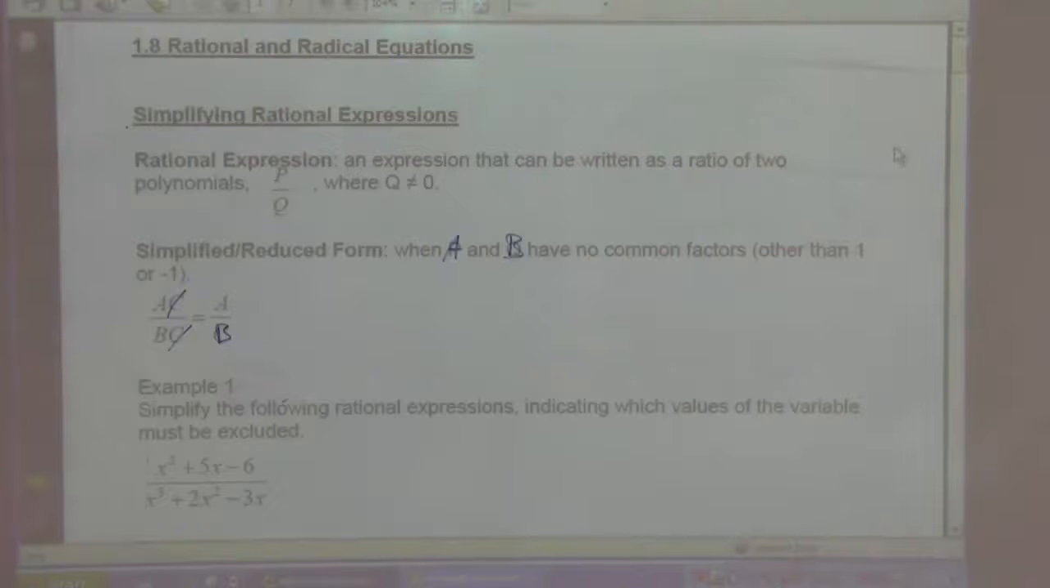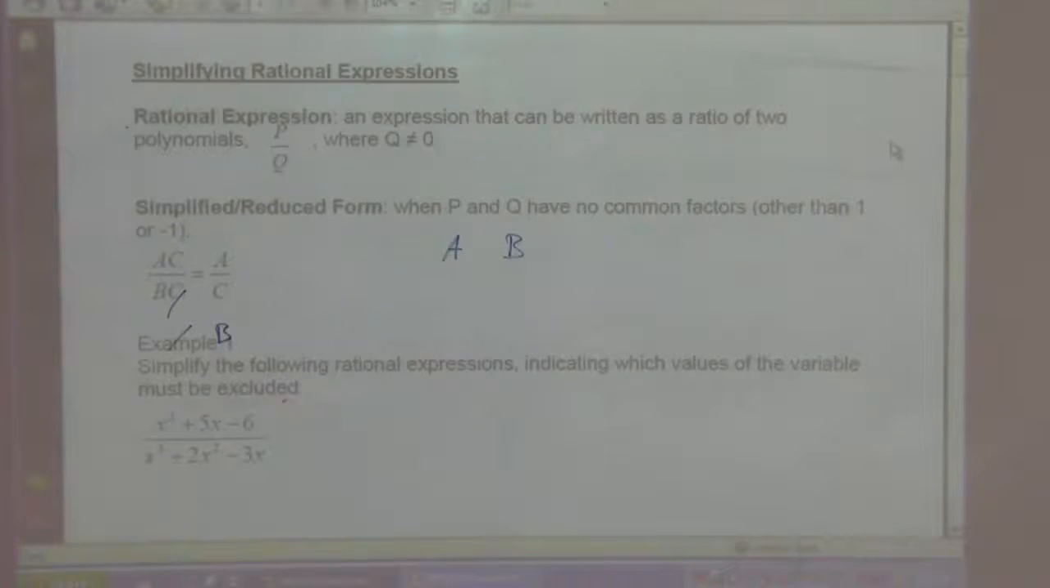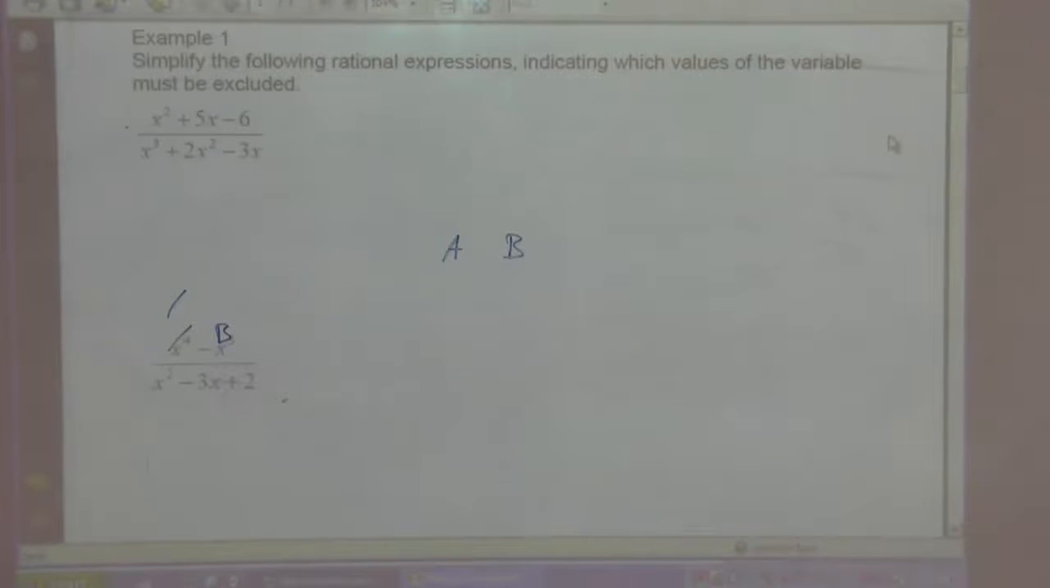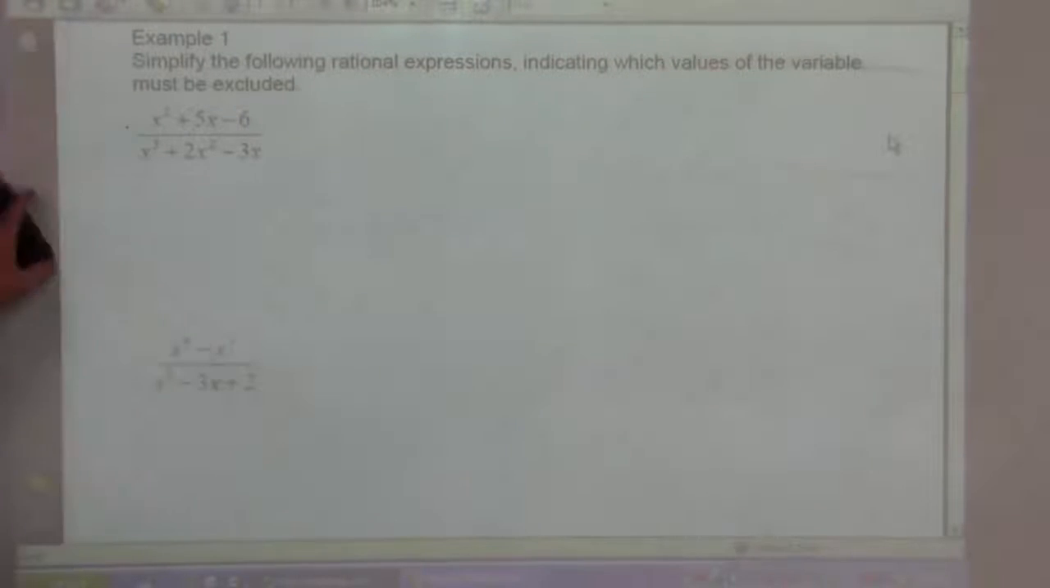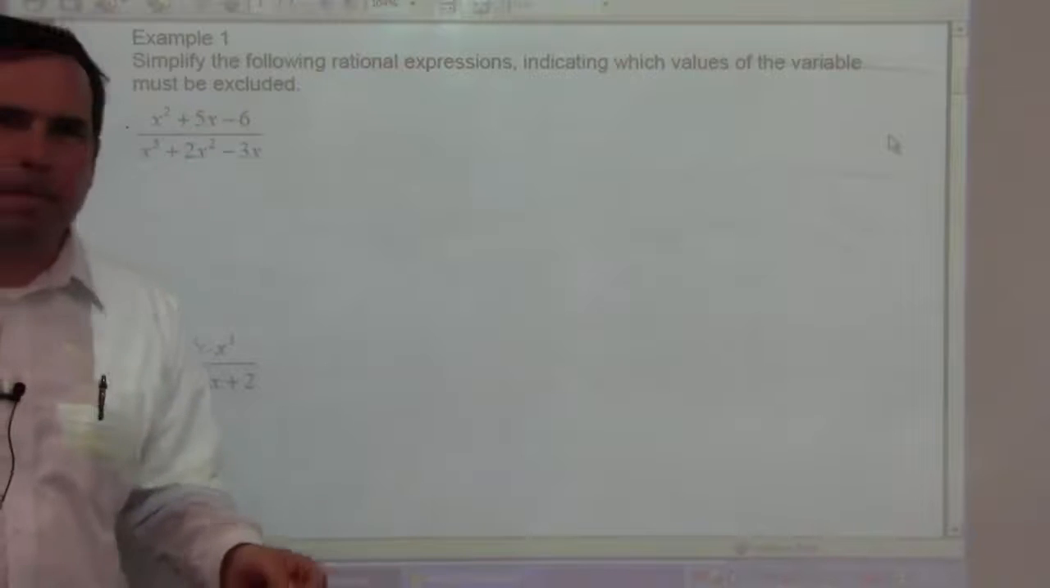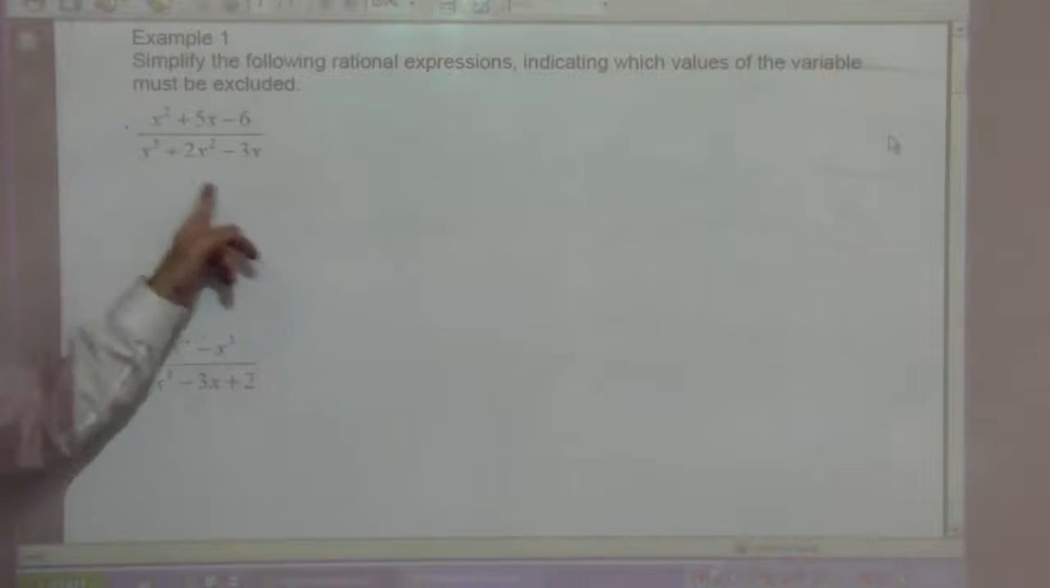So the first one, example 1, says simplify the following rational expressions, indicating which values of the variable must be excluded. Now what must be excluded? You must exclude values that make the denominator 0.